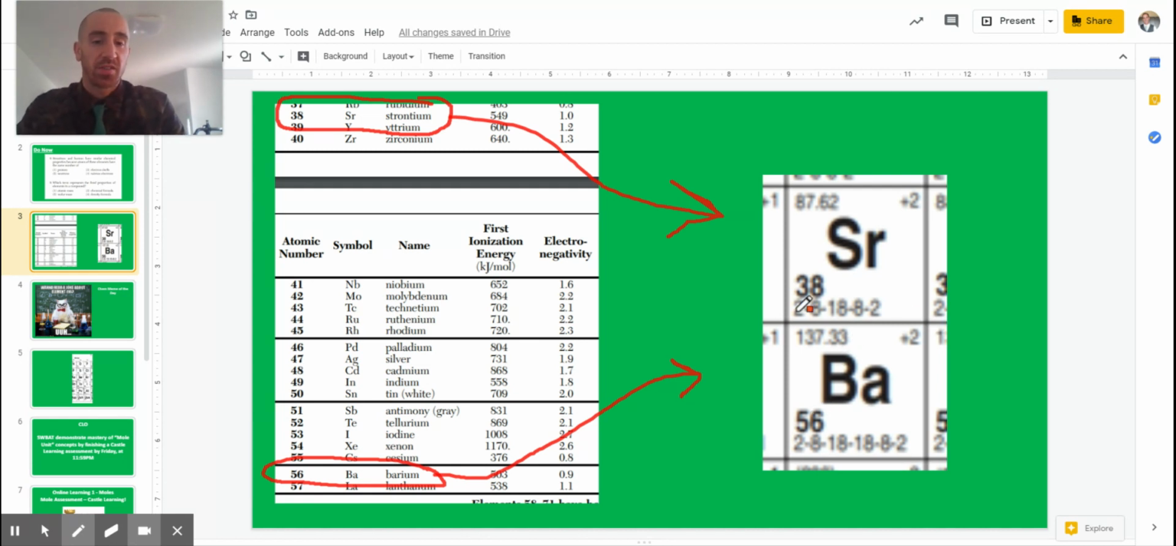And then electron shells. You've got 1, 2, 3, 4, 5 electron shells for strontium. It's in period number 5. Barium has 1, 2, 3, 4, 5, 6. Sorry about that. It's in period number 6. So they don't have the same number of electron shells. They don't have the same number of protons, and they don't have the same number of neutrons, but they do have the same number of valence electrons. They have 2 valence electrons. So that's your final answer.